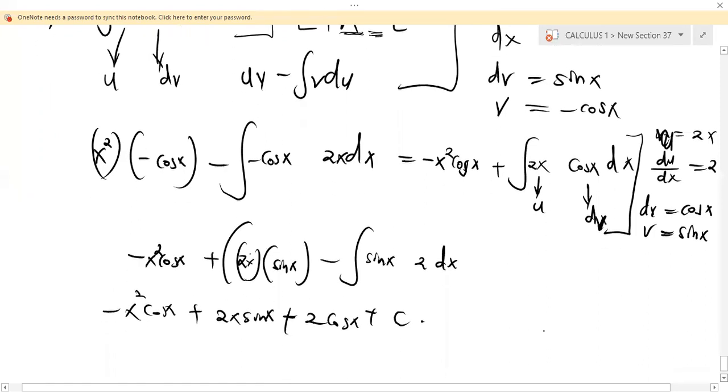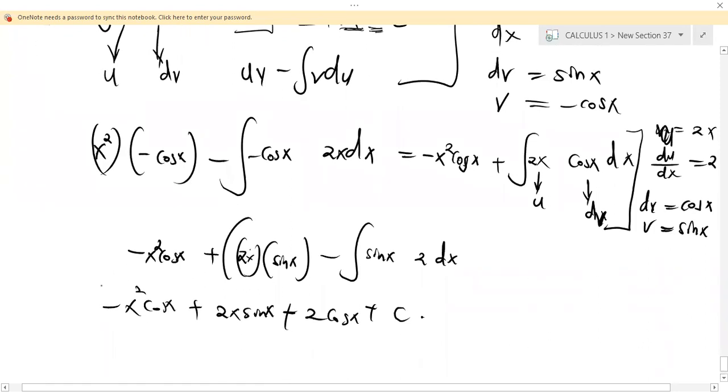You guys do number 6 now. Try and be a little bit fast. So number 6, let's evaluate the integral of x squared cos 2x dx using integration by parts.